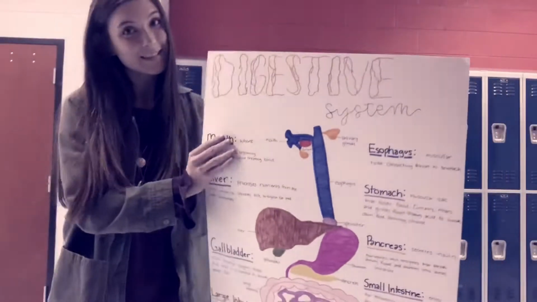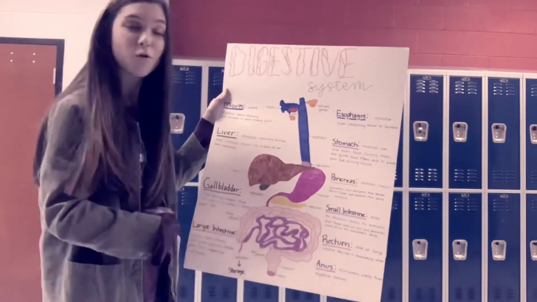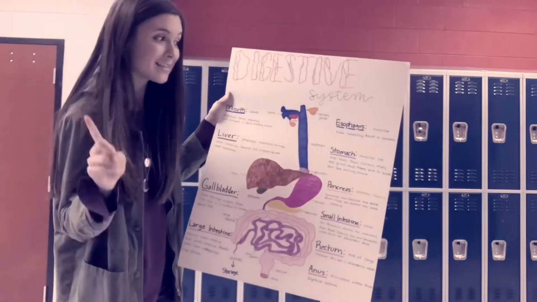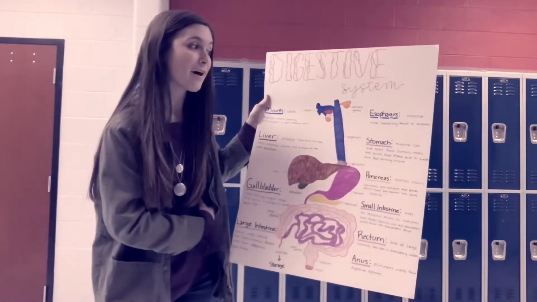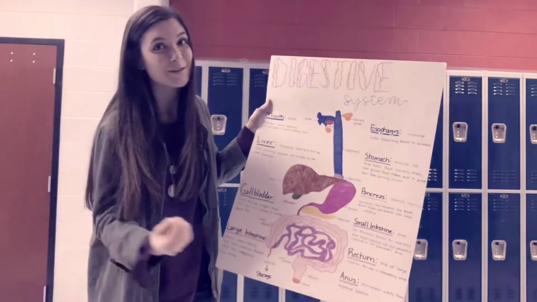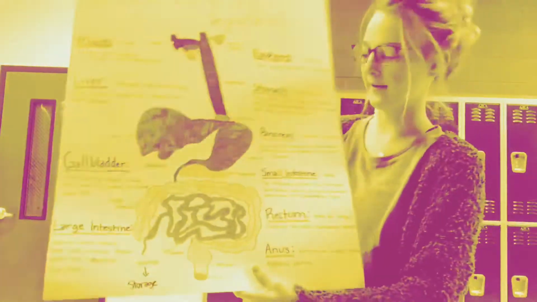Third, we have the stomach, which will be located right here. The esophagus leads into the stomach, and the stomach is a muscular sac that holds your food. It contains, it mixes, and it grinds the food with an acid that will form chyme to go to the rest of your body.